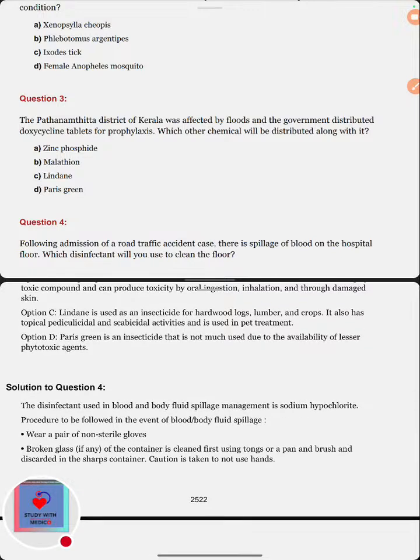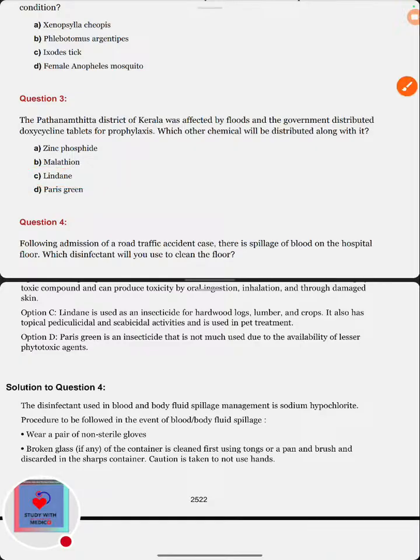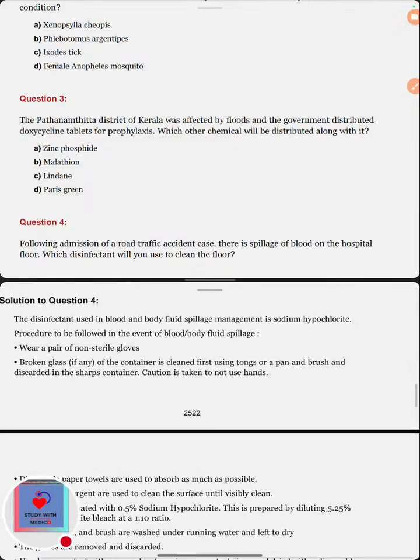Lindane is used as an insecticide for hardwood logs, lumber and crops. It also has topical pediculicidal and scabicidal activities and is used in pet treatment. Paris green is an insecticide that is not much used due to the availability of less phytotoxic agents. So lindane is an insecticide for hardwood logs, lumber and crops, also with topical pediculicidal and scabicidal activities, and used in pet treatment. Okay. Next question.